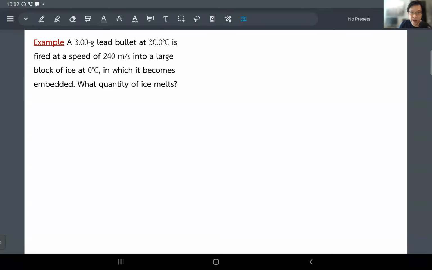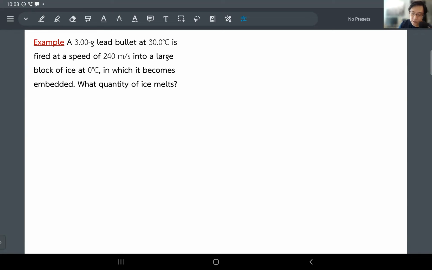Okay, let's take a look. You have a 3-gram lead bullet at 30 degrees Celsius, fired at a speed of 240 meters per second. This is the kind of setup you had before: now you have the speed. Now you fire this bullet into a large block of ice, which is standing at 0 degrees Celsius, in which it becomes embedded. So it's stuck in there. What quantity of ice melts? That's the question. That's a good application bridging mechanics and thermodynamics.